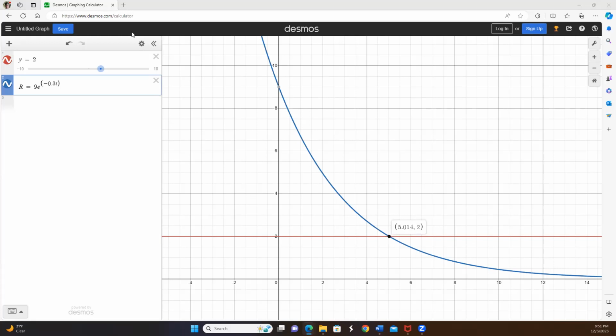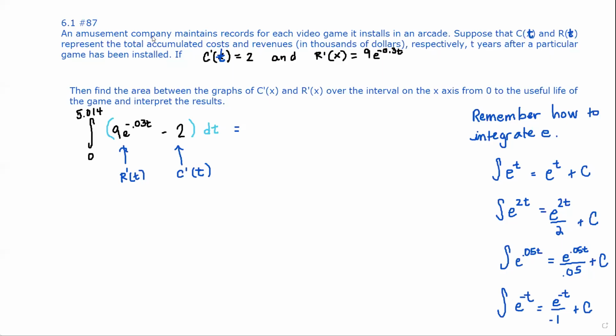Let's write this on our notes. Here we have the integration that we want to perform from 0 to 5.014 of 9e to the negative 0.03t minus 2, and we're integrating that with respect to dt. Now, this blue part isn't really a part of our integration. It's just telling us which variable to integrate with respect to.